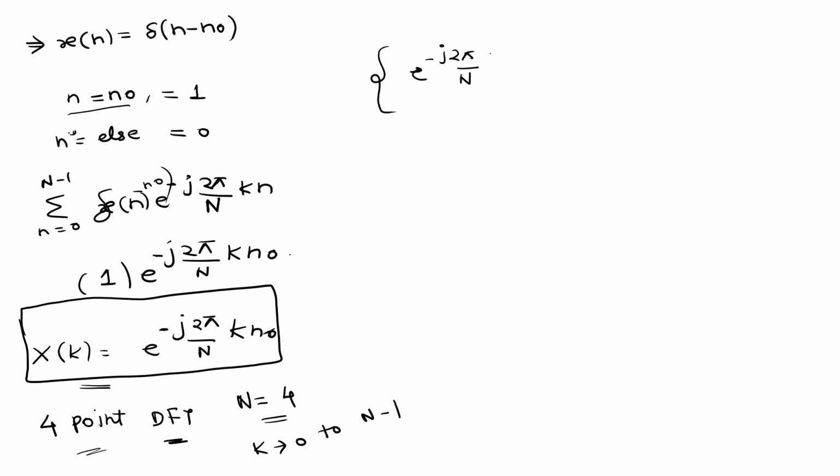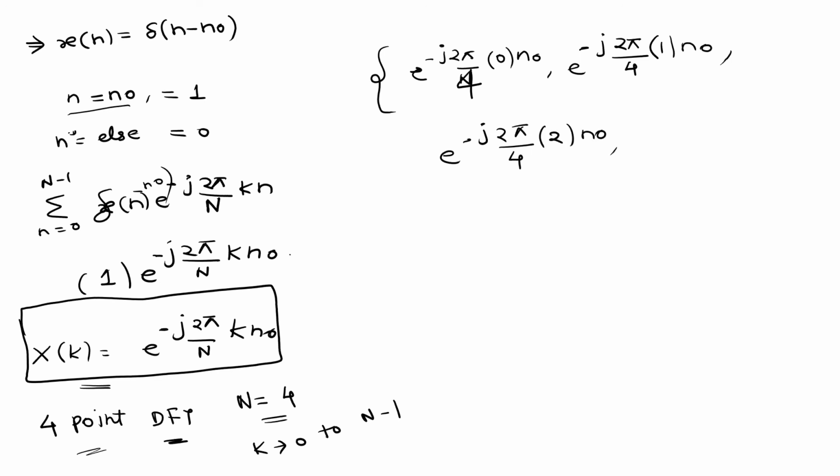సో ఇక్కడ N we will take this as 4, సో k దగ్గర 0 పెడతాం ఇనిషియల్ గా 0 n naught comma e power minus j 2 pi by 4 1 n naught comma e power minus j 2 pi by 4 2 n naught comma e power minus j 2 pi by 4 3 n naught. సో దిస్ ఈస్ ద థింగ్.